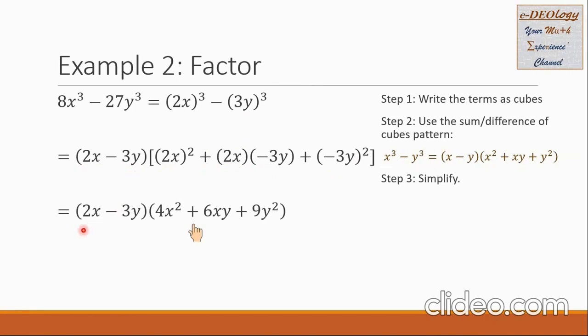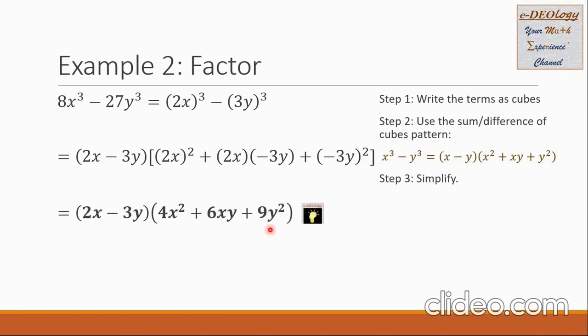First, I copy down here the binomial factor. For the first term, the square of 2x is now 4x squared. For the middle term, I multiply the 2x times the negative 3y. It will be negative 6xy, but I should write the opposite sign. So this is plus. The square of negative 3y is now positive 9y squared. So this is our final answer.